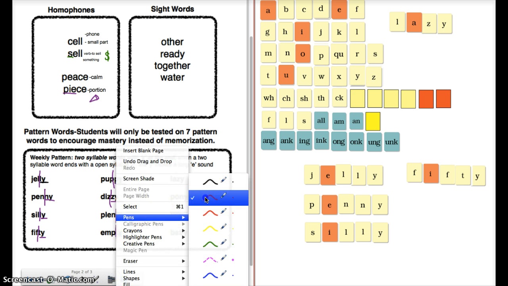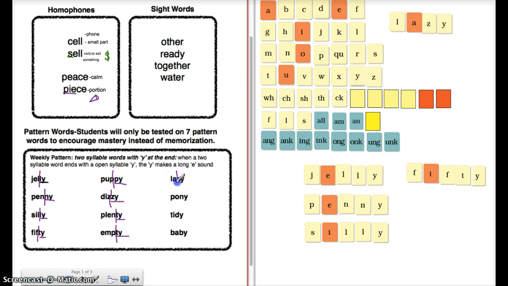Oops, so let's go back. Let's break it into two syllables and underline the second syllable. Next one, pony. Same thing, that's an open syllable O. Okay, tidy. The I is the end of the syllable, so he says his name. D-Y is the second syllable. And our last one, baby. There we go. B-A ends the syllable, and the next syllable is B-Y.